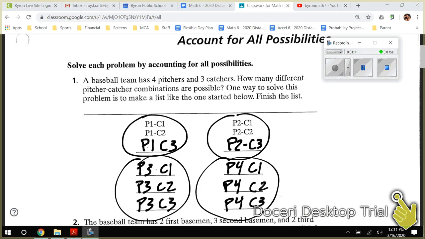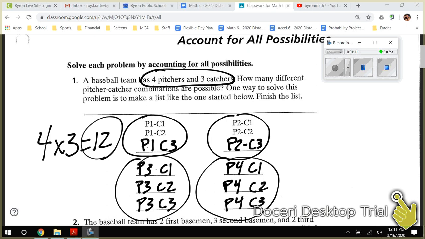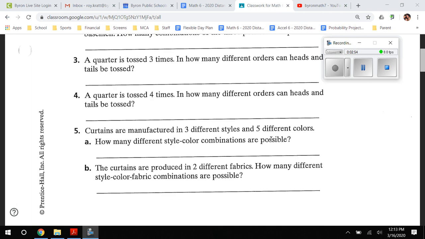Another way to get to that, which is kind of cool, is okay, so we have four pitchers and three catchers, right? Well, what's another way to get to 12? 4 times 3 is 12. So if we were ever asked, hey, how many ways could you do this? Well, you just take your total number of both events, right? It's called an event. It's an event to pick a pitcher, and it's an event to pick a catcher. So you have four pitchers and three catchers, so a total of 12 possible outcomes. So that's kind of what we're doing here with probability.